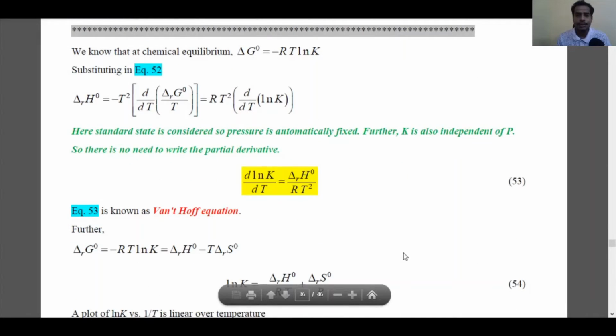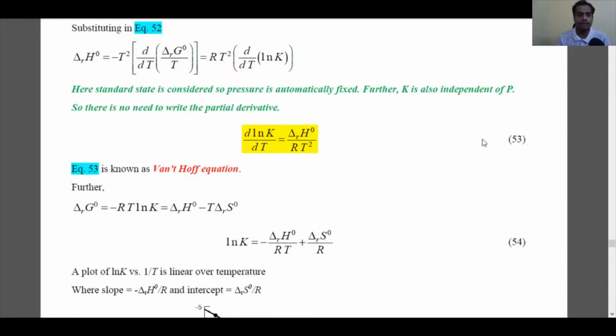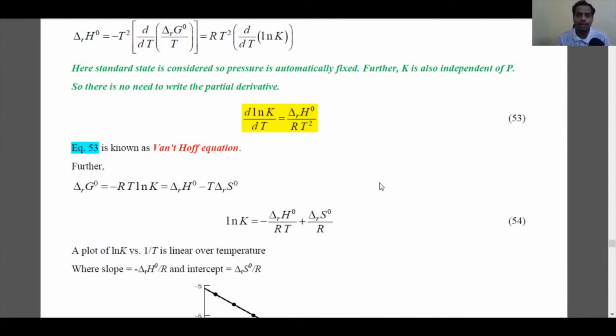What does it say? It says the variation of the equilibrium constant with respect to temperature is related to the reaction enthalpy at standard state. Again, the Van't Hoff equation relates the equilibrium constant and reaction enthalpy at standard state as a function of temperature. So this is all about the Van't Hoff equation, but let's try to understand all these parameters, that is the reaction Gibbs energy at standard state, reaction enthalpy at standard state, and reaction entropy at standard state. To understand these three parameters, let's draw a graph.